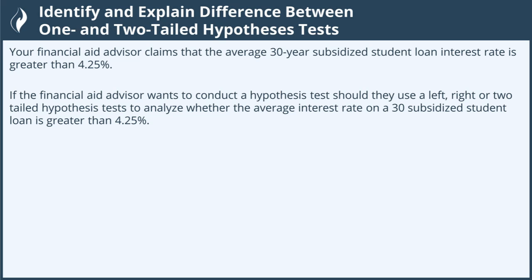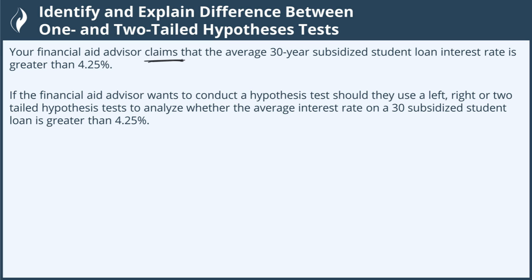So there are different types of hypothesis tests, and it's very important to know the difference between one and two-tailed. But it kind of tells you exactly what it is, because a one-tailed test has one tail and a two-tailed test has two tails. How do you determine which you have? So let's see. Your financial aid advisor claims.